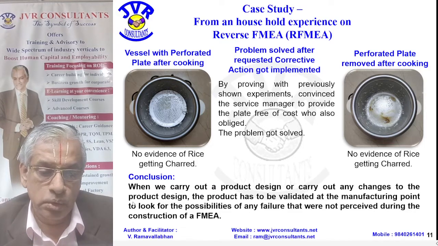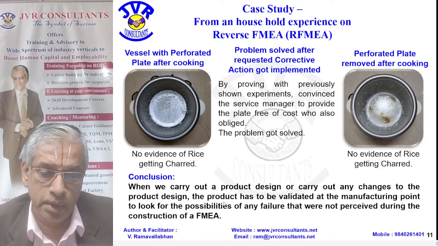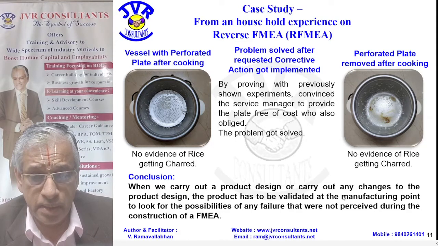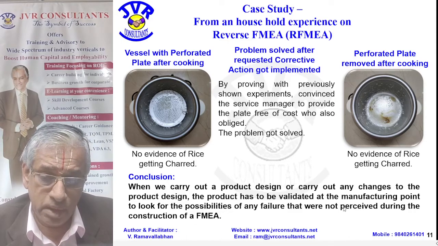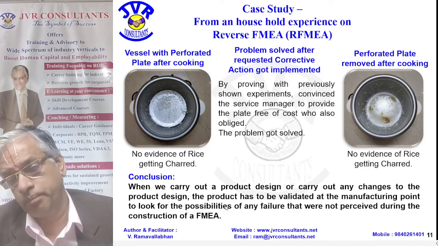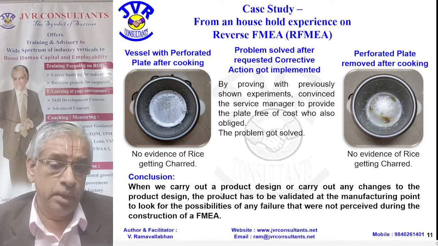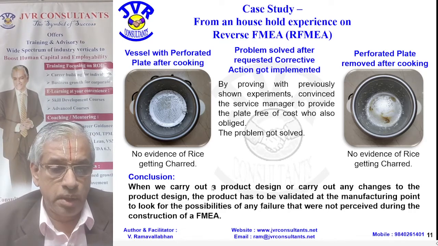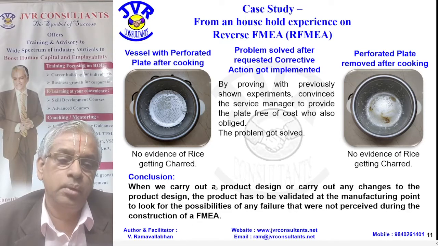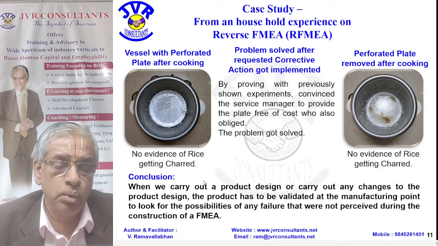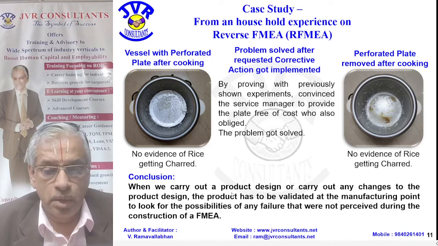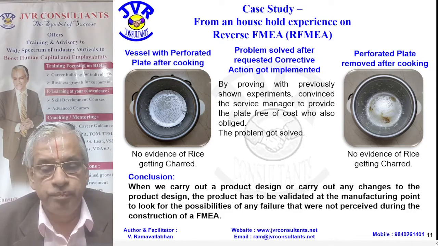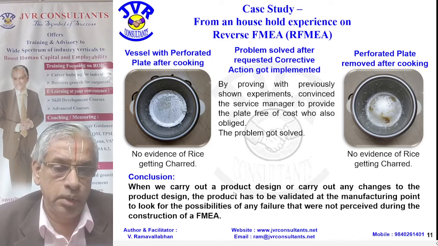That's all. Conclusion: when we carry out a product design or any changes to the product design, the product has to be validated at the manufacturing point to look for possibilities of any failure that were not perceived during the construction of an FMEA. The idea is that before even dispatching or releasing the product, you need to validate your FMEA and your product with all permutations and combinations, whether by any means any failure could come.